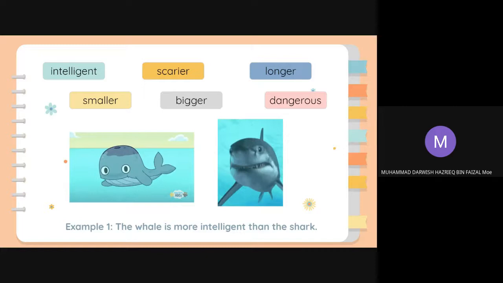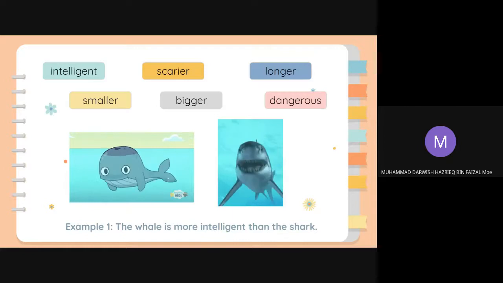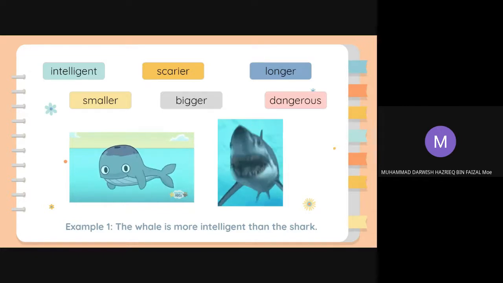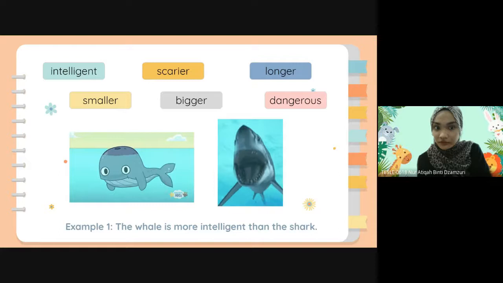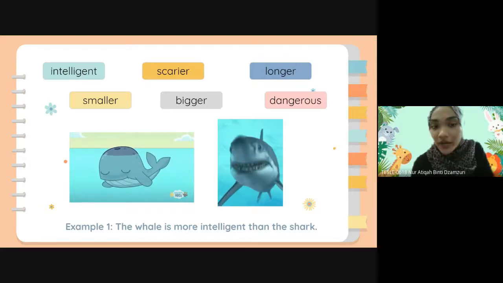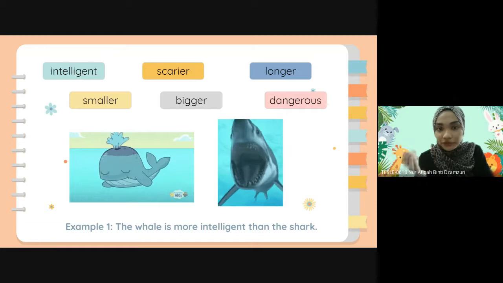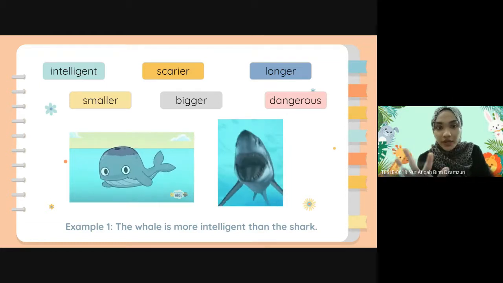Yes. What is your answer? Shark. The shark is very dangerous because it has sharp teeth. Okay, your sentence is correct. But this one, I want comparative adjective. Nak compare adjective tu. Compare adjective like this: the whale is more intelligent than the shark. Ada perkataan than ni.